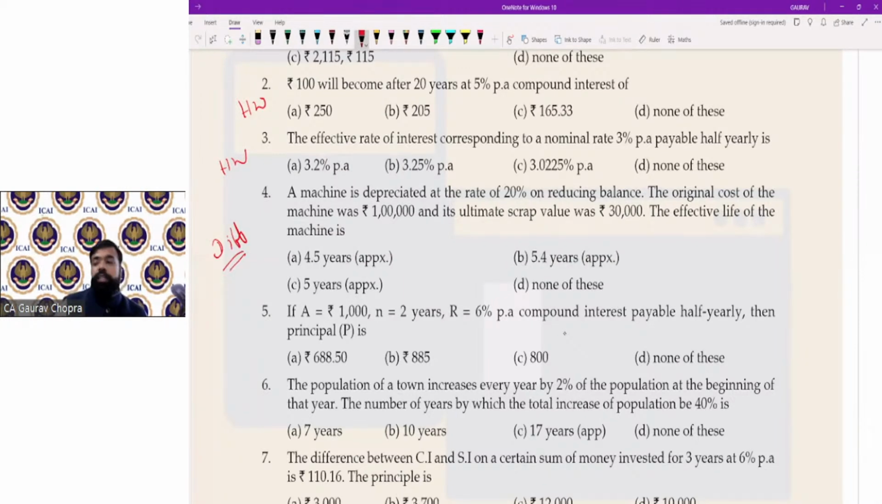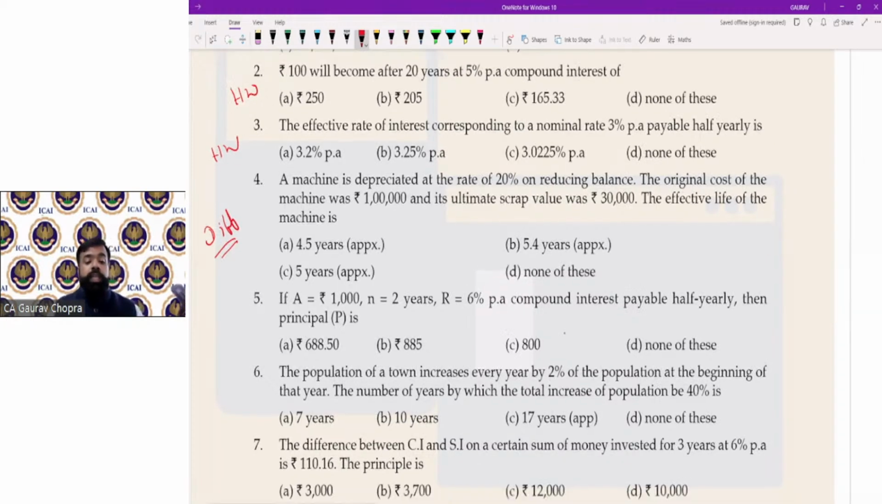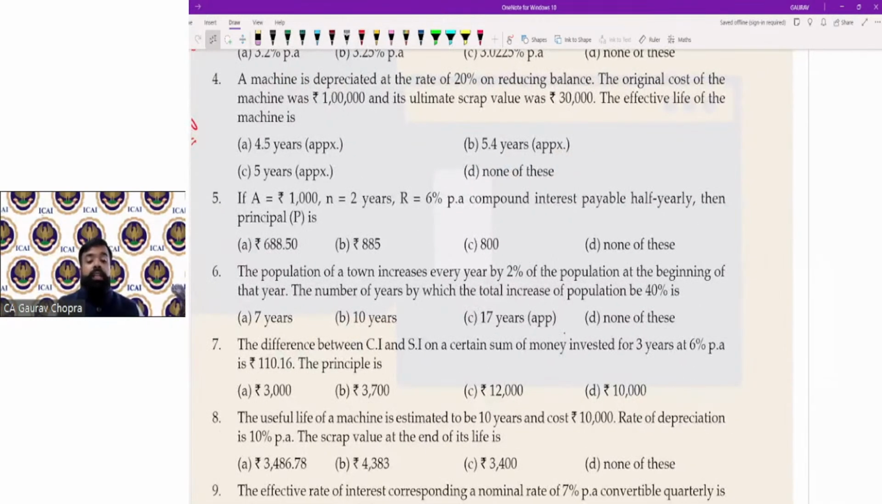Let's understand this. Question number 4 says a machine is depreciated at the rate of 20% on the reducing balance method. Now, in this whole chapter, we have done interest. We are receiving the interest and it is accumulating. But for depreciation, the value of the asset reduces.